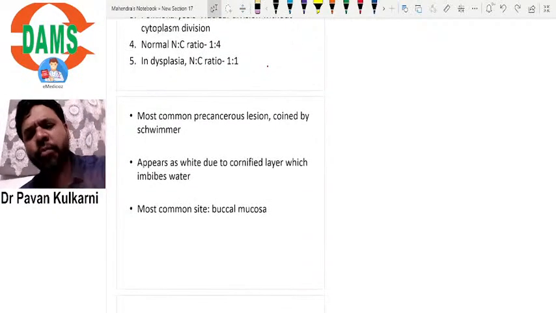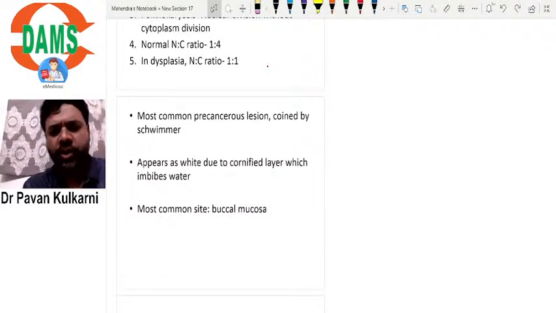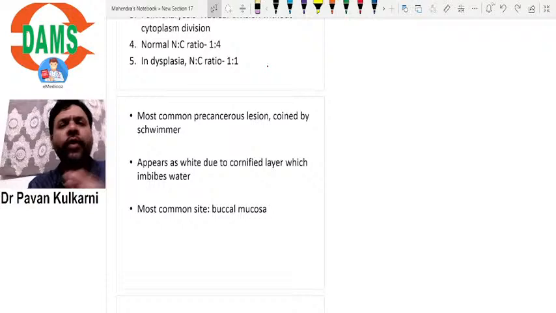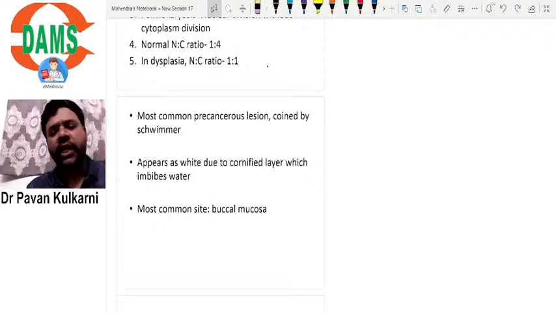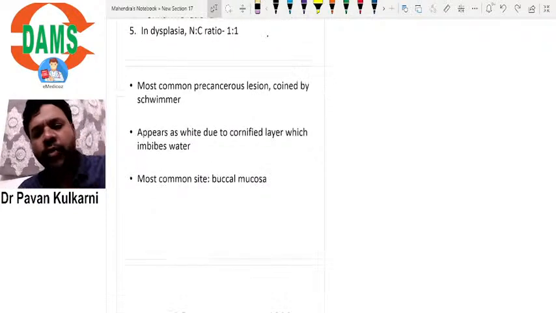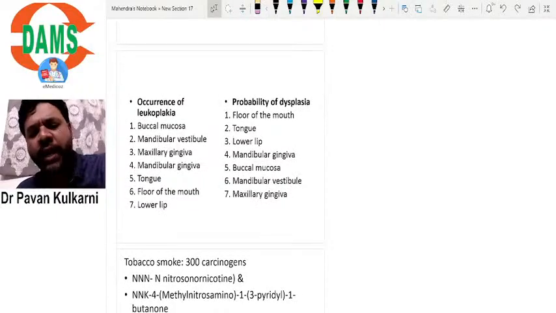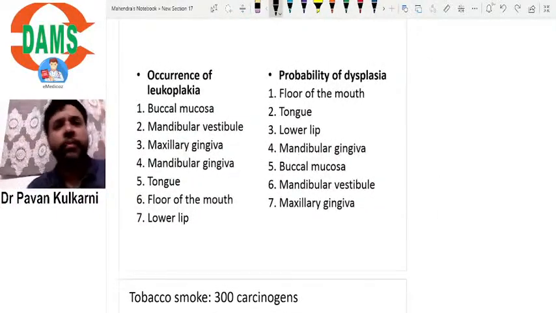Leukoplakia is the most common precancerous lesion. Now this concept is obsolete. We are not going to call this a precancerous lesion. We are going to call it OPMD, oral potentially malignant disorder. Now, this table is very important. I have taken this table from the Marks and Stern textbook.